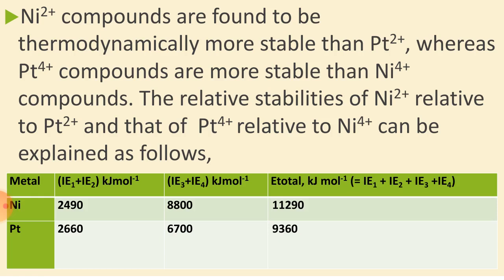than Pt2+. But now for the fourth enthalpy, that is Pt4+ and Ni4+. Look at the enthalpy of ionization in the case of platinum 4+: it is 9360, but for nickel it is 11290. So that's why Pt has less enthalpy of ionization for Pt4+. So Pt4+ compounds can be formed more easily than Ni4+ compounds. That means Pt4+ compounds are more stable than Ni4+ compounds.